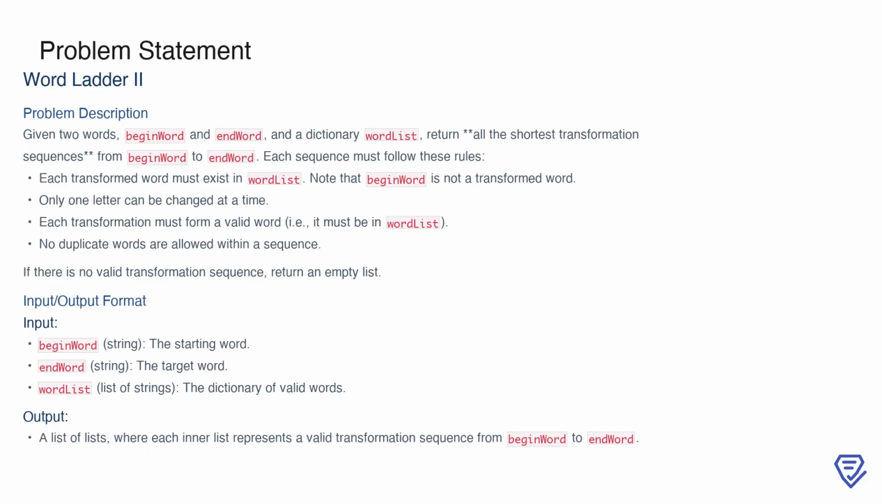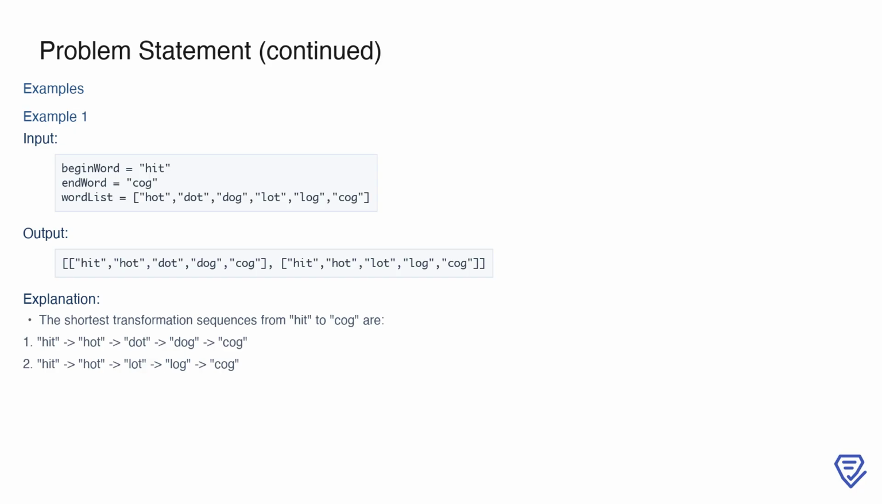The input consists of beginWord, endWord, and wordList, and the output will be one or more lists representing the shortest transformation sequences from beginWord to endWord. To clarify the problem further, let's look at an example.